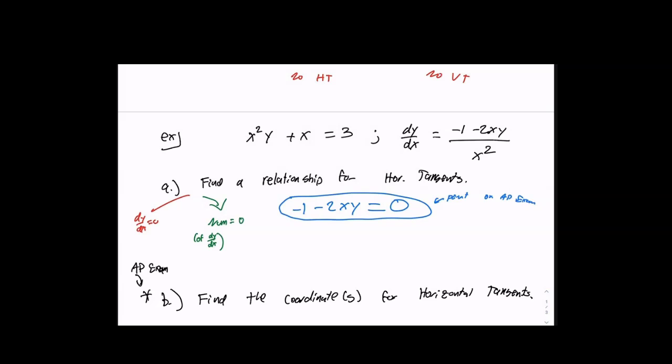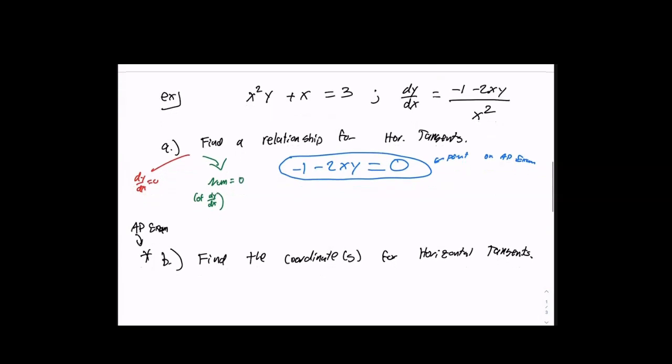This is typically a three-part point question. You get 1 point for setting the horizontal tangent equal to 0, 1 point for finding the relationship, and then 1 point for finishing it up with that coordinate. And it's that last point which is typically the longest point on the exam. So we're going to solve. When I solve this, I get negative 2xy equals positive 1. And I'll divide by negative 2x, divide by negative 2x, and I get that y equals negative 1 over 2x. And that's what I was looking for.